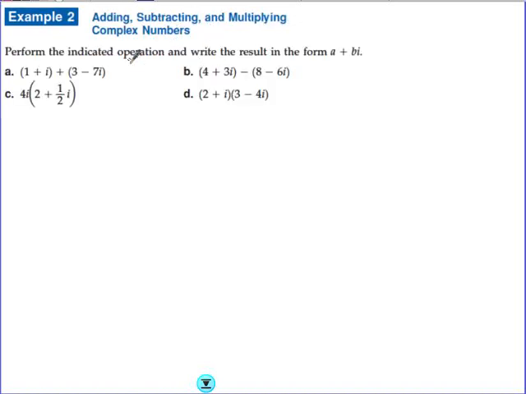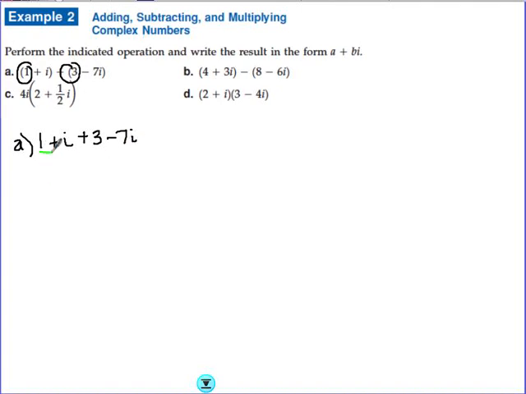Should be pretty simple. So if I take part A, we know that the properties are similar to what we've learned with real numbers. If I'm adding 1 plus i to 3 minus 7i, all I have to do is combine the real components to each other. So I'm just going to rewrite the whole thing without the parentheses. I have 1 plus i. If I distribute that positive, I still have a +3 and then a -7i. So all I have to do here is combine like terms.